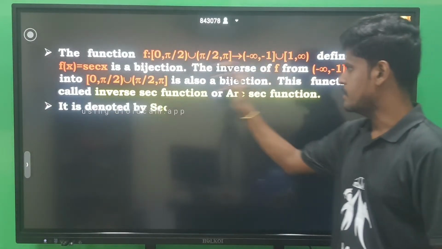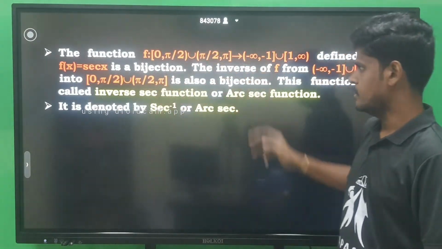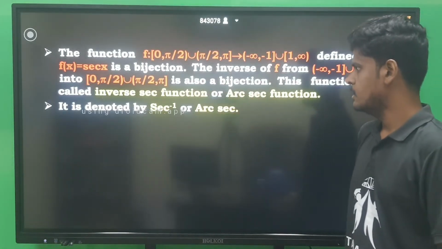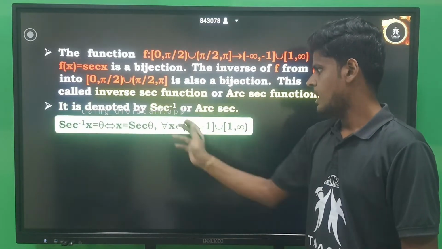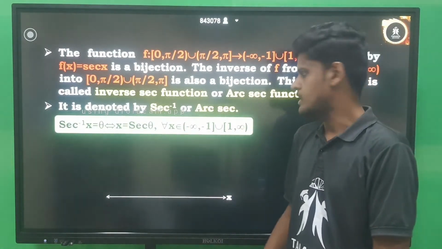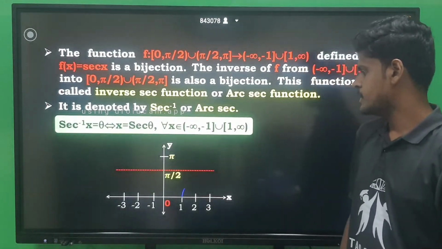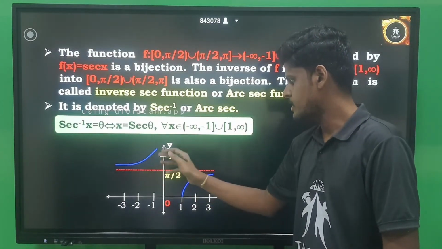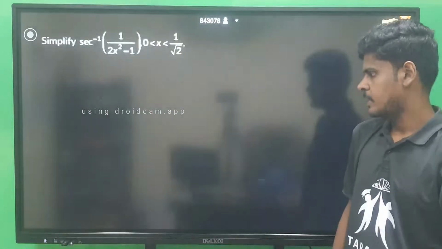As you have seen, secant inverse x can be written as we wrote in the previous session, or we can write arc secant. Both are same. And remember, always angle is the output of inverse function. Graph is given like this. From 1 to infinity this value, and minus infinity to minus 1 graph.